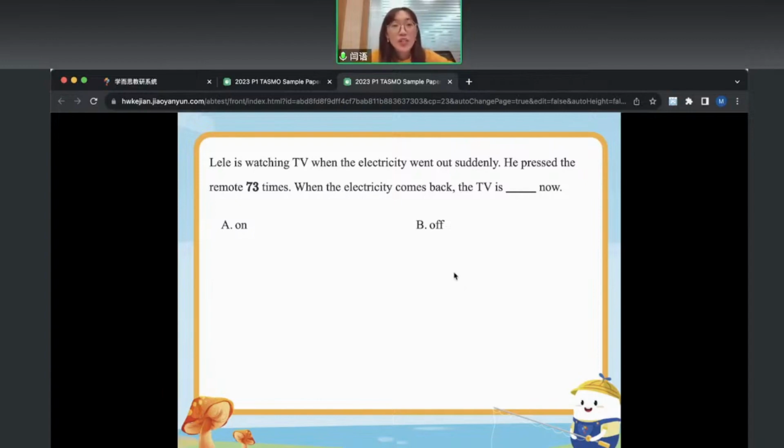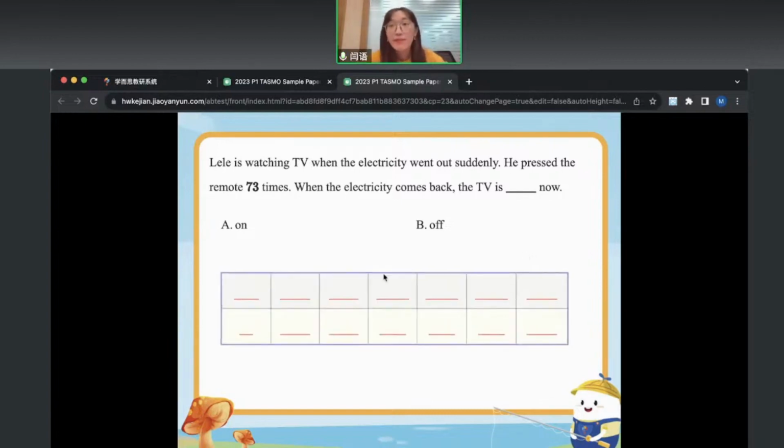Lele is watching TV when the electricity went out suddenly. He pressed the remote 73 times. When the electricity comes back, is the TV on or off now? So for this question, we try to figure out the pattern. What is the pattern? Again, everyone, try to draw the table to figure out the pattern. What is the start part? So originally, is the TV on or off?